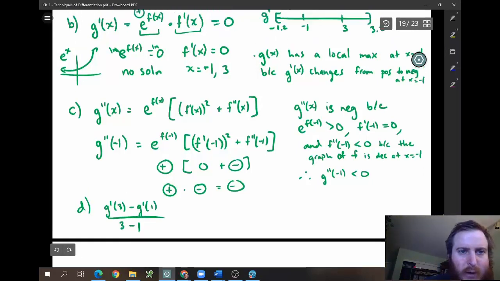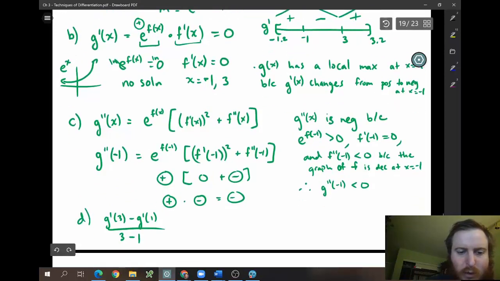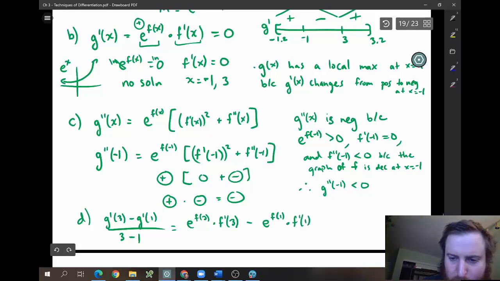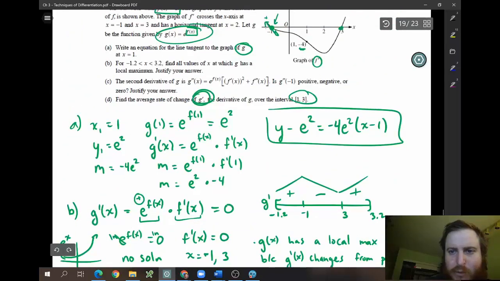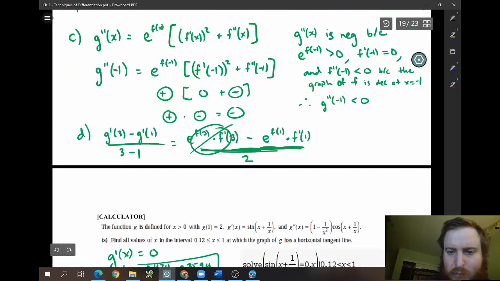Now as a reminder, g prime of x was this e to the f of x times f prime of x. So we're going to get e to the f of 3 times f prime of 3 minus e to the f of 1 times f prime of 1, all over 3 minus 1, which is 2. Now, we don't know what f of 3 is. Anytime that happens, a lot of times what will end up being the case is we're multiplying by 0. And that's the case here because f prime of 3 is 0. So anything times 0, this whole thing goes to 0. So we get 0 minus, so we get negative.